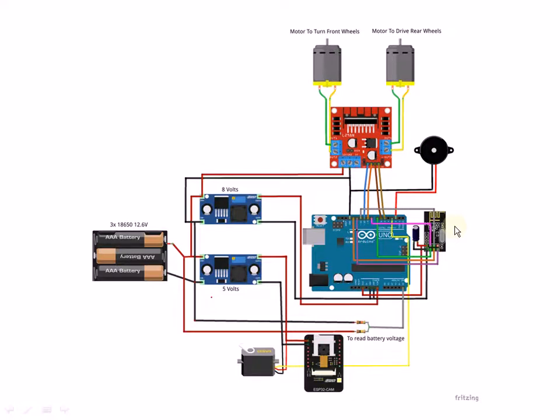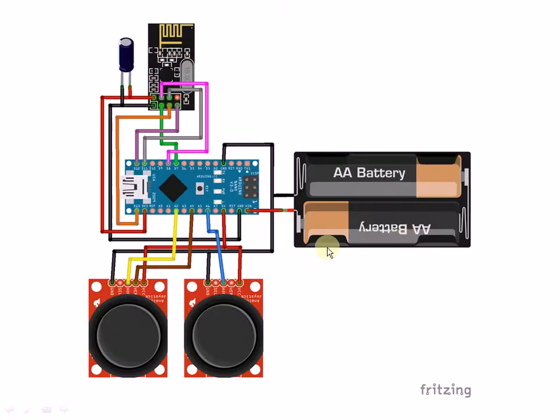The NRF24 is receiving 3.3 volts from the Arduino, and there is a 10 microfarad capacitor between the power and ground of the NRF. There is also a buzzer on pin 3, so the car can have a horn. We also decided to place a buzzer on the Arduino. This will let the car have a horn.